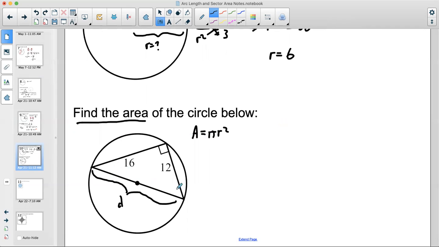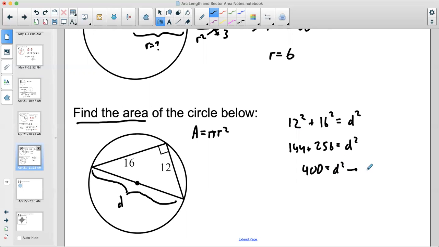So off to the side here, I'll figure out what r is. The Pythagorean theorem says that the sum of the squares of the legs of a right triangle is equal to the square of the hypotenuse. So I say 12 squared plus 16 squared equals, I'm going to call it d just because that's going to remind me it's diameter. 144 plus 256 is d squared. 144 plus 256 is 400. Square root of both sides gives me that d is equal to 20.